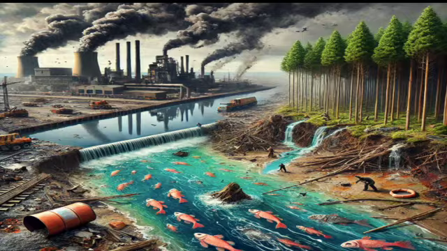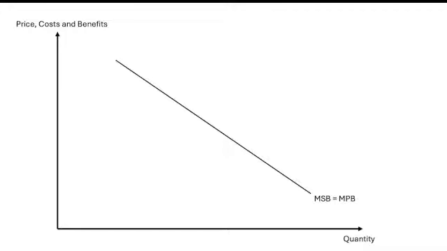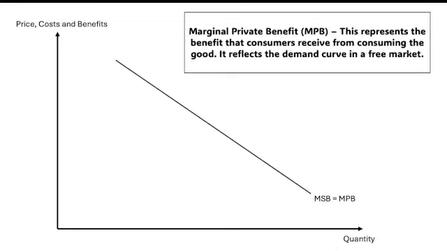When we're looking at negative externalities in production, the first thing I'd recommend is draw the demand curve. The reason why you should draw the demand curve is just quickly draw it, get it out of the way, because it's not our focus. What we're going to do is assume that the marginal social benefit equals the marginal private benefit. What do I mean by the private benefit? This represents the benefits that consumers receive from consuming goods, so it reflects the demand curve in the free market.